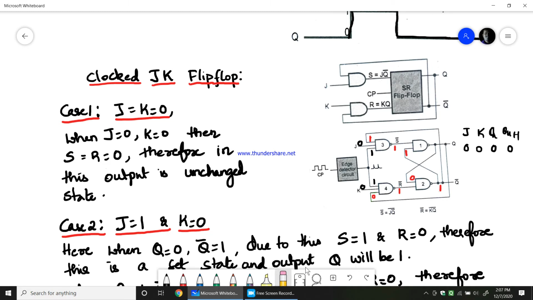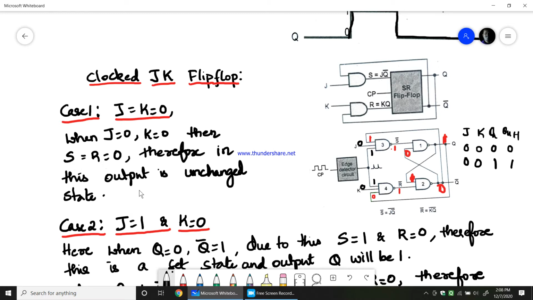Now if I assume 1 here, this 1 will give you 1 here, 1 ANDed with 1 will be 0, this 0 is given here, 0 ANDed with 1 will give you again 1. Therefore in the JK flip-flop, when J and K are 0, 0, Qn is 1, and again you got 1, which means Qn equals Qn plus 1. So when J equals 0 and K equals 0, then S equals 0, R equals 0, therefore the output is in the unchanged state.